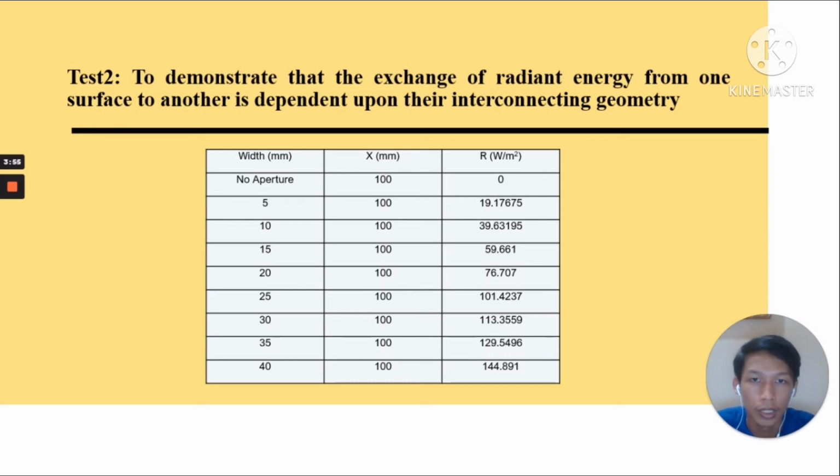The results are 0, 19.17, 675, 59.63195, 59.661, 76.707101, 0.4237, 113.3559, 129.5469, and lastly 154.891.